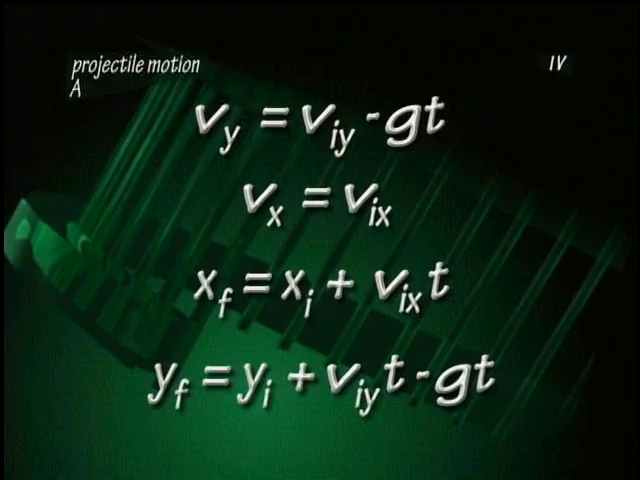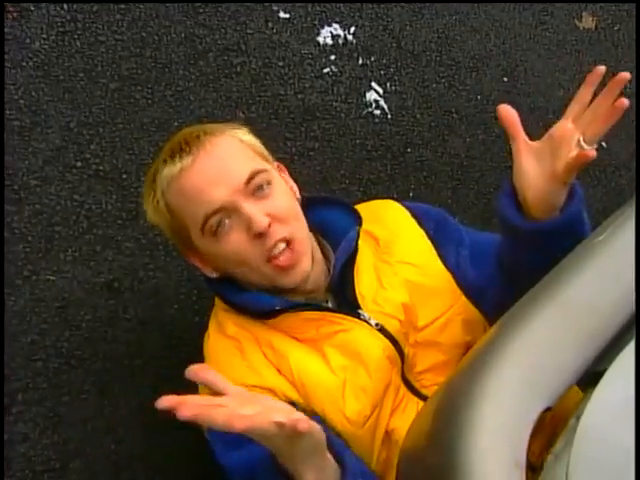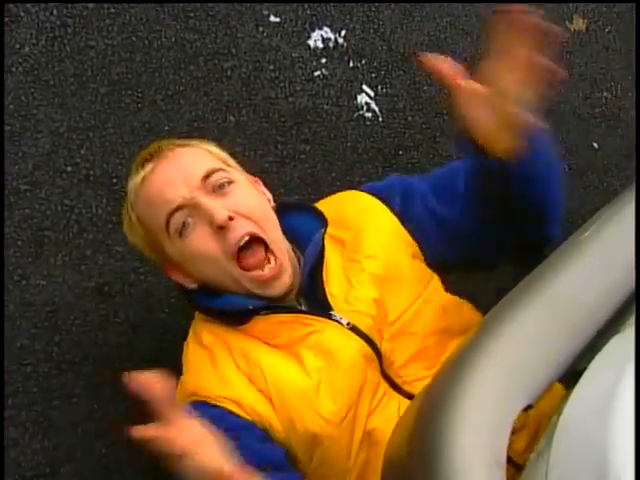So of our 4 equations, use x final equals x initial plus the initial velocity in the x direction times time. All I know is the angle and time. You haven't told me how fast the arrow is going. How can I do this? Calm down. We can find the velocity with a little clever figuring.